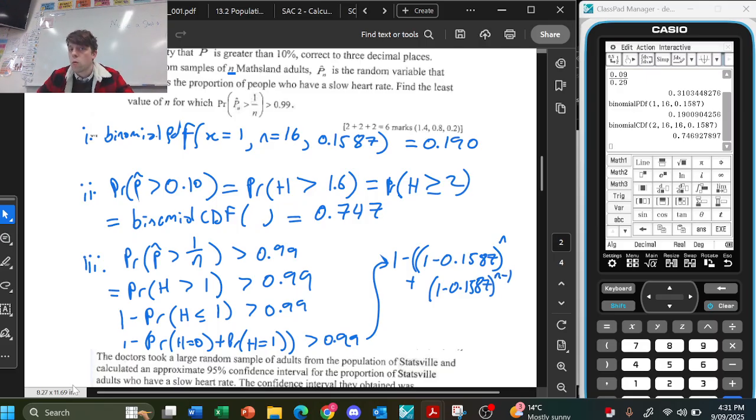So that is n minus 1 people who do not have a slow heart rate, and one person, 0.1587, who does. Now, there are n possible people who could fall into that category. So we have n possible combinations for choosing that one person, which is the same as n choose 1. So we're trying to work out when that is greater than 0.99.